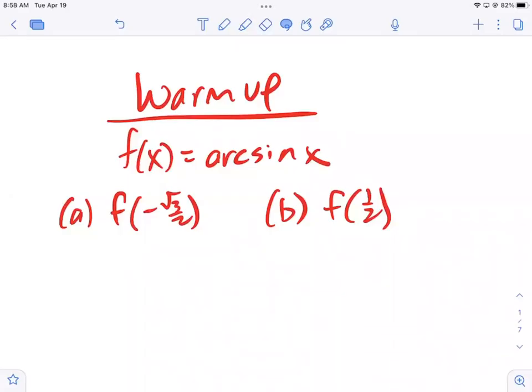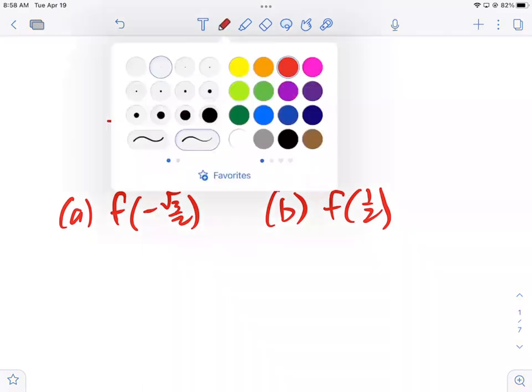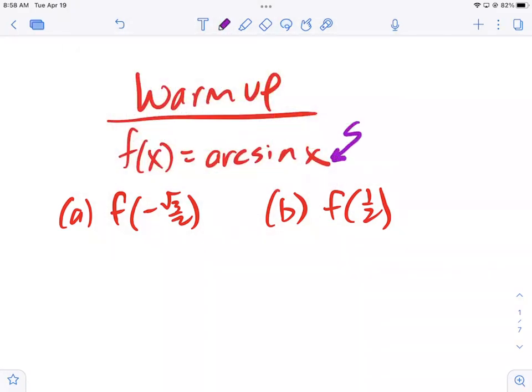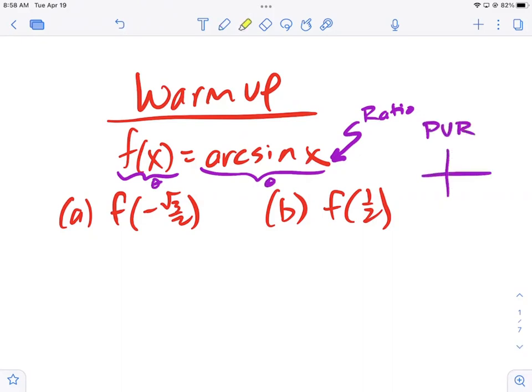All right, warming up. The f of x is arcsine of x. That x represents a what? An angle or a ratio? Do you remember? Yeah, it's a ratio. Good. And so f of x, the arcsine of x, either one, they're the same thing. They're going to give you an angle, theta. All right. And remember the PVR for arcsine is what?